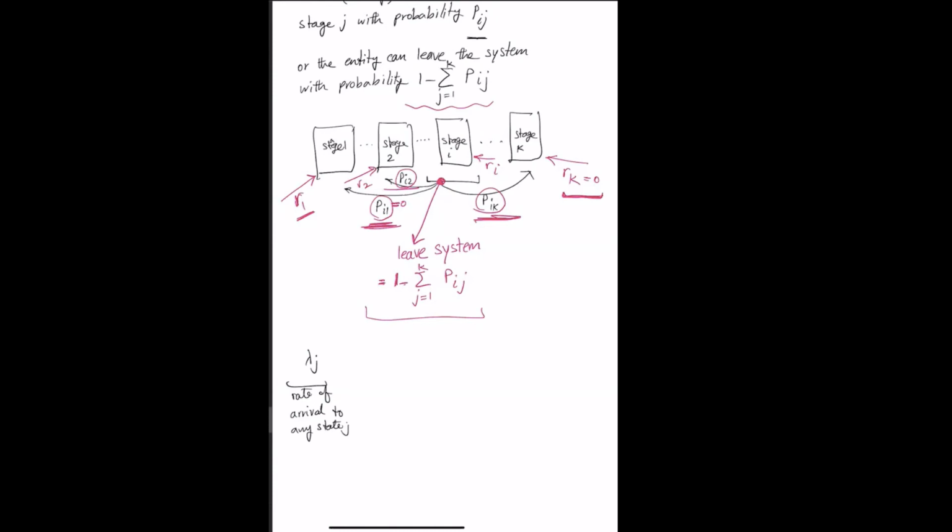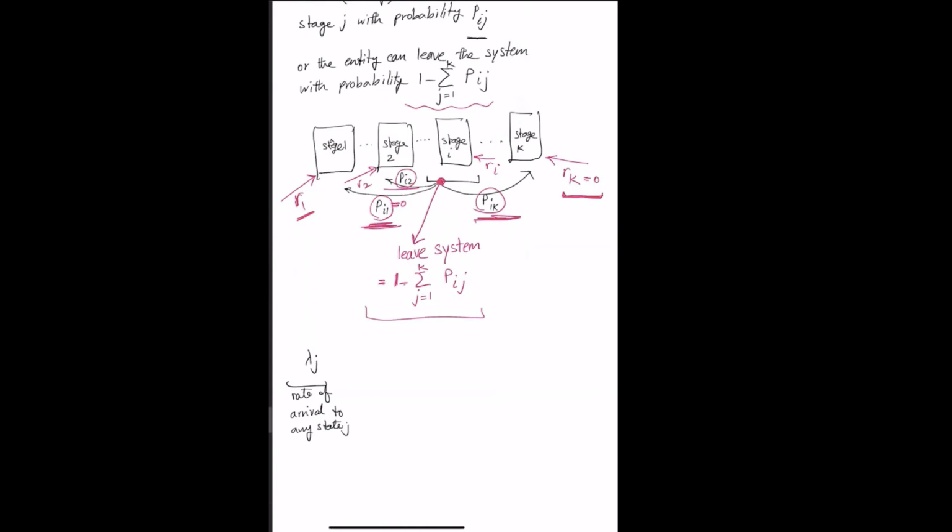And again, the main difference between this one and the previous system is that in the previous system we just had one arrival rate of lambda for the whole system, and those entities would go from stage 1 to stage 2 to stage 3 all the way to stage K. But here in this system, that's not the case. There is a rate of arrival from outside to potentially any of the stages, not necessarily stage 1.